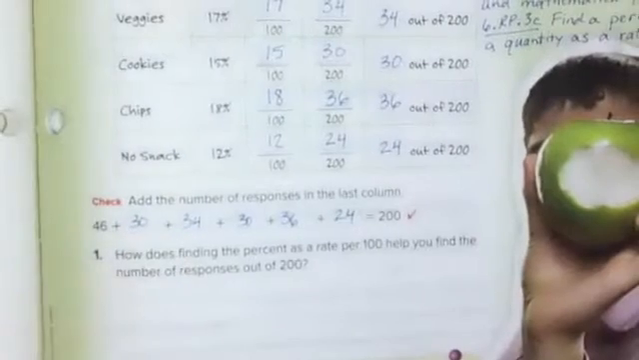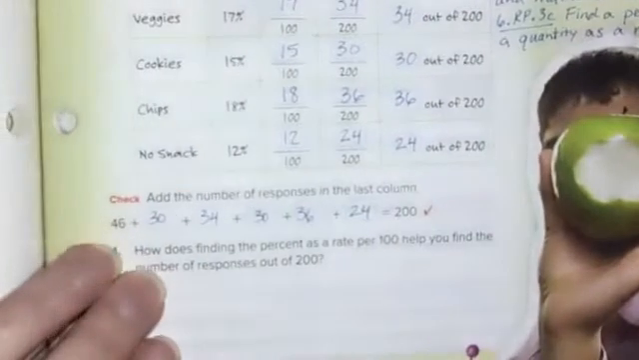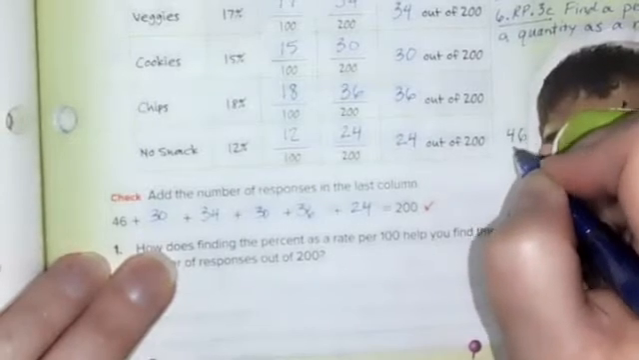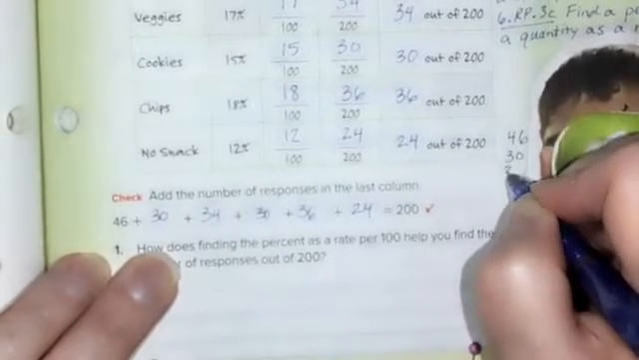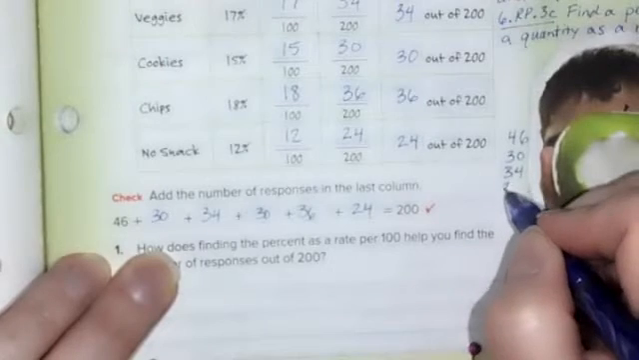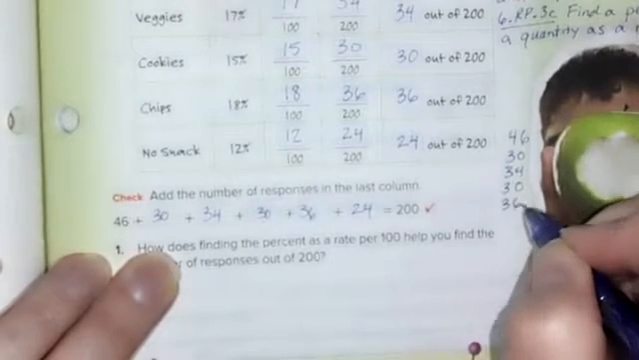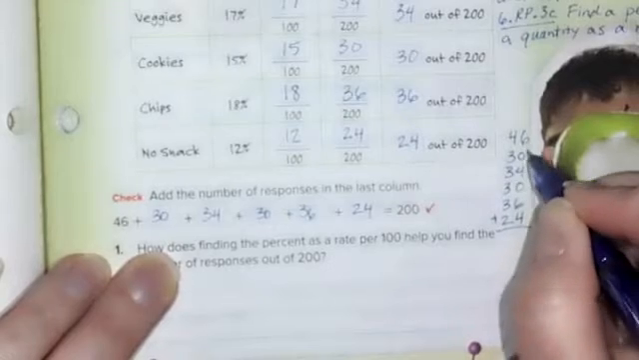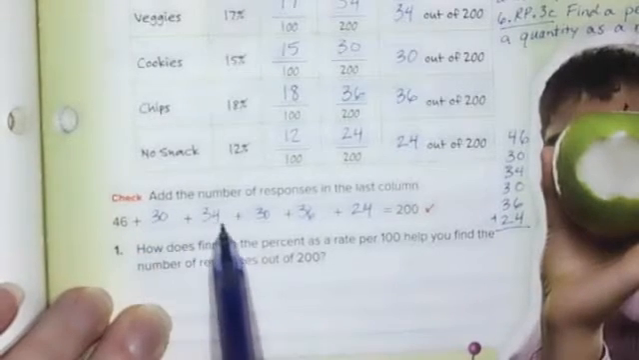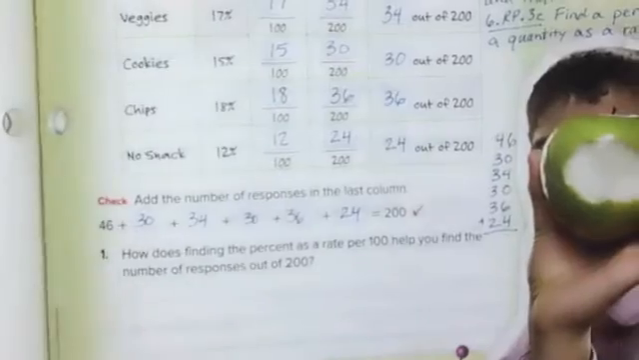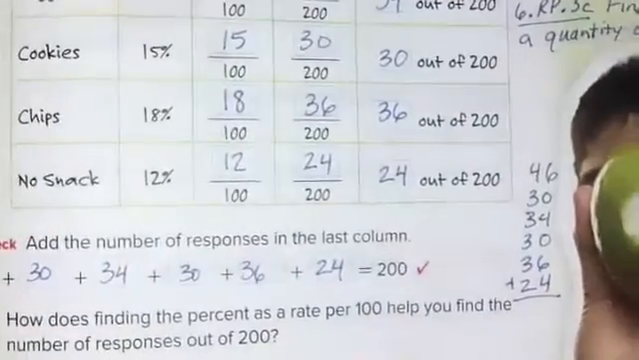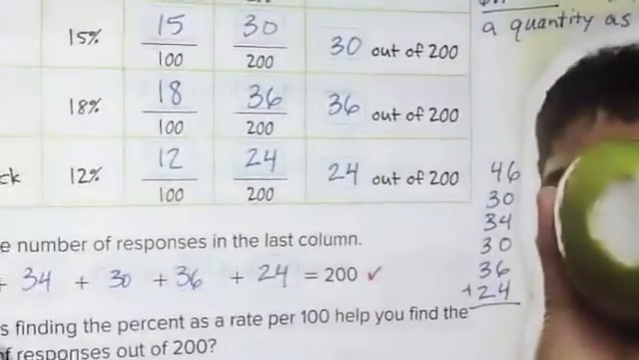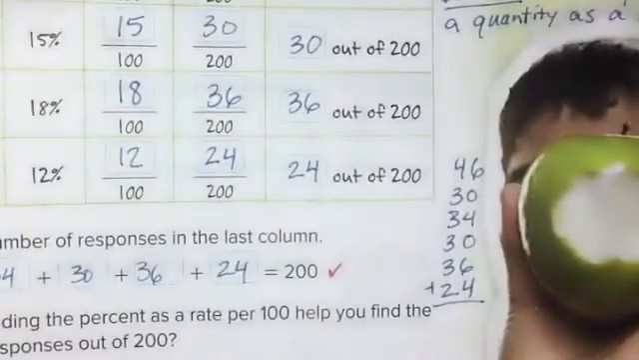So I'll show you two different strategies for adding these. First, the traditional algorithm, where we just add them up in a column: 46, 30, 34, 30, 36, and 24. 1, 2, 3, 4, 5, 6 numbers. Okay, and then we add our ones column.